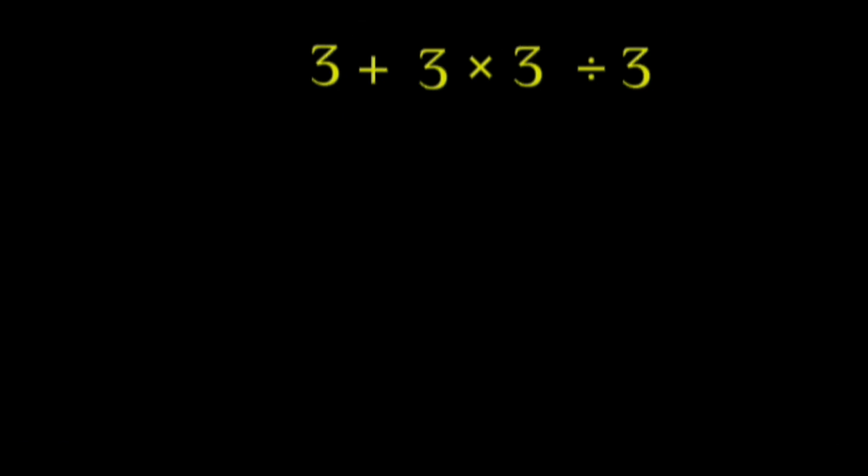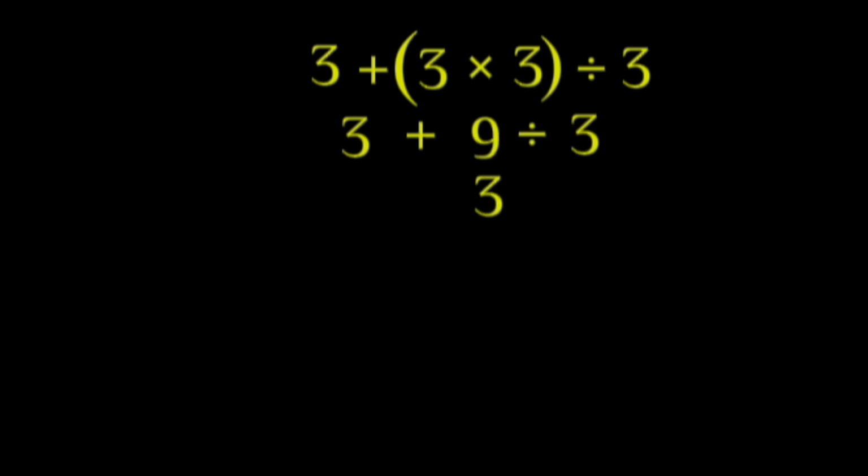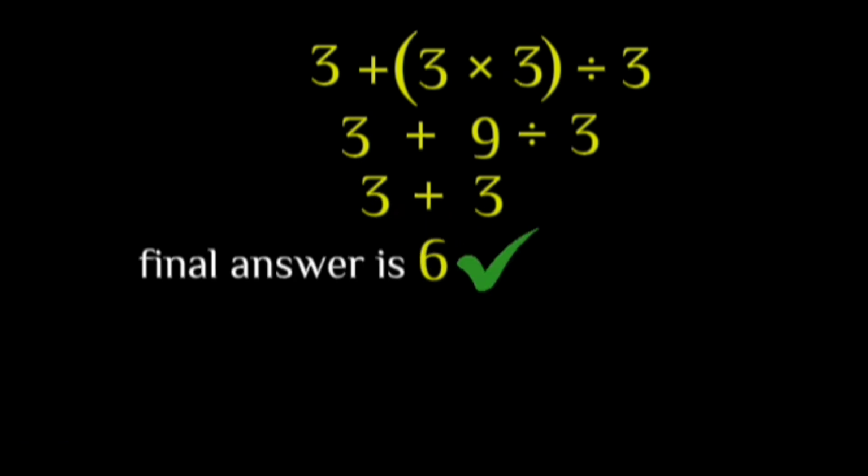Last problem. We have 3 plus 3 times 3 divided by 3. Many people rush and get this wrong, but let's do it step by step. First, rewrite it properly. 3 plus open bracket 3 times 3, close bracket, then divided by 3. Inside the bracket, we do multiplication first. 3 times 3 equals 9. So now we have 3 plus 9 divided by 3. Next, perform a division. 9 divided by 3 equals 3. Now we have 3 plus 3, which equals 6. So the correct final answer is 6.